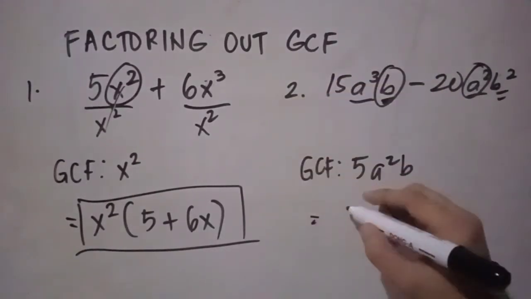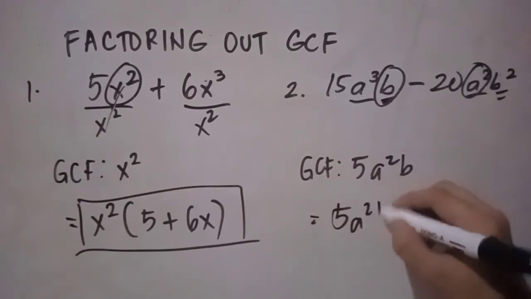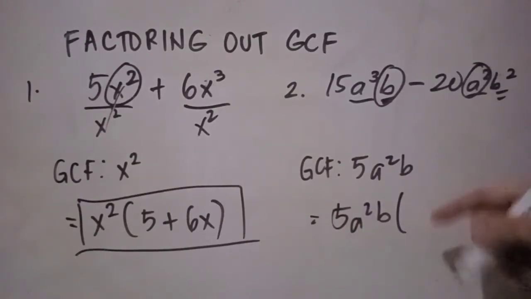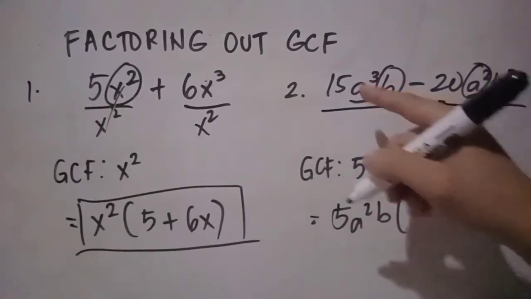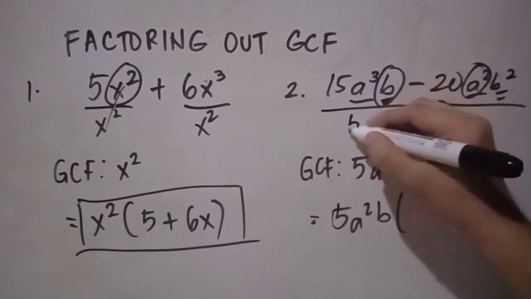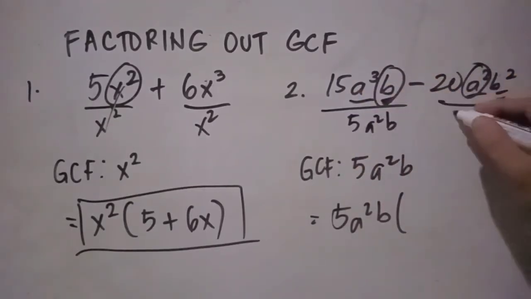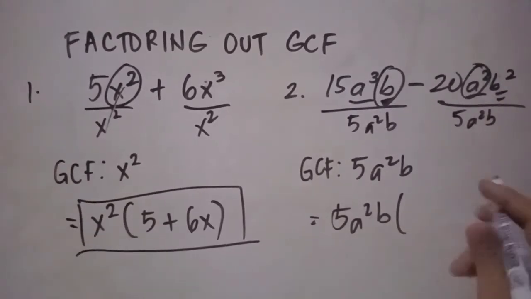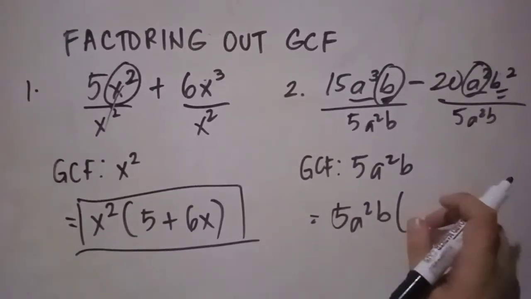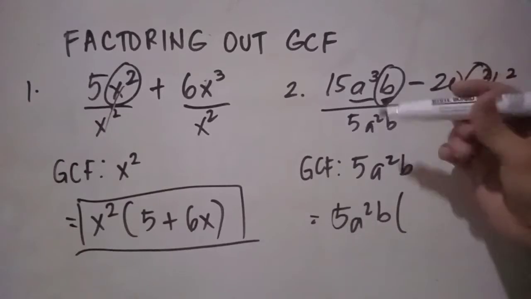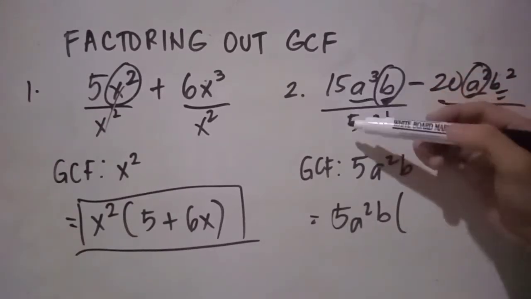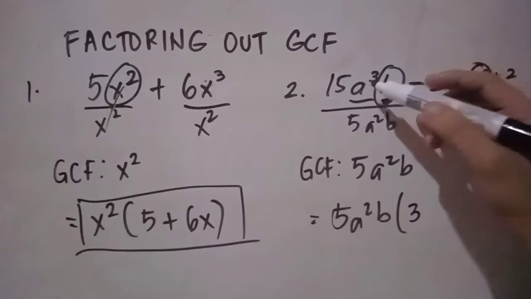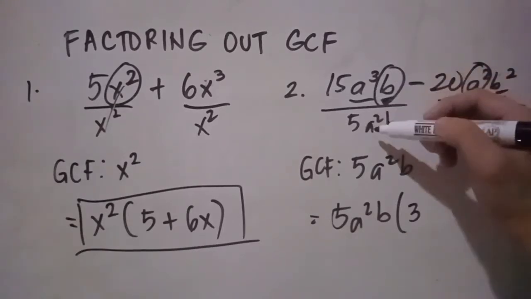Okay? So, isulat na natin yung 5a squared b as the first factor. So, paano natin makukuha yung second factor? I-divide mo lang yung parehong terms sa 5a squared b. Ayan. At ito na yung quotient. Okay? So, i-divide natin sa unang term. 15 divided by 5 is 3.